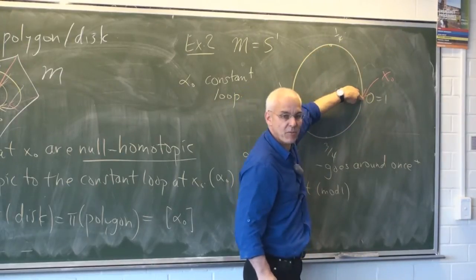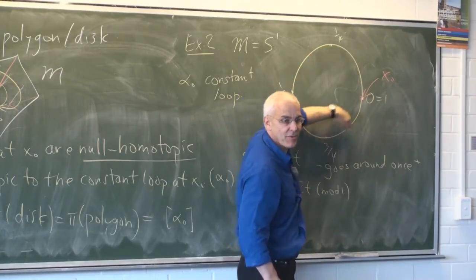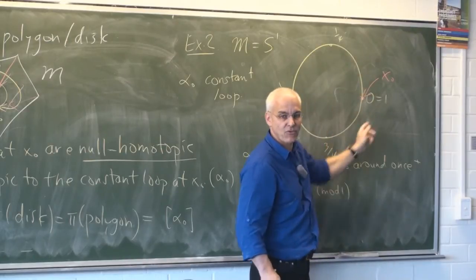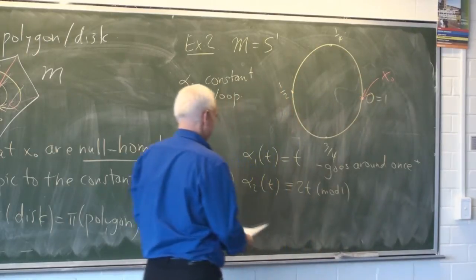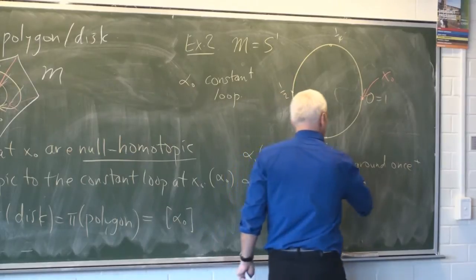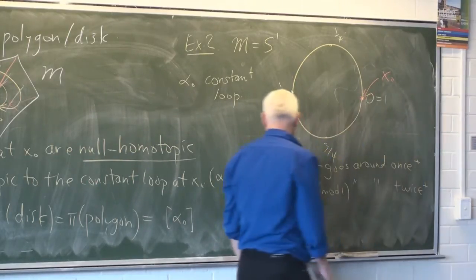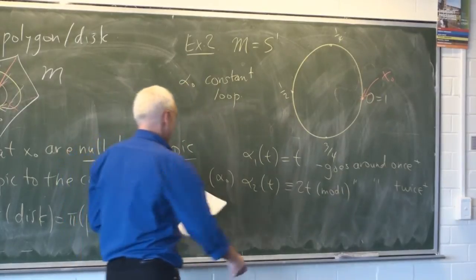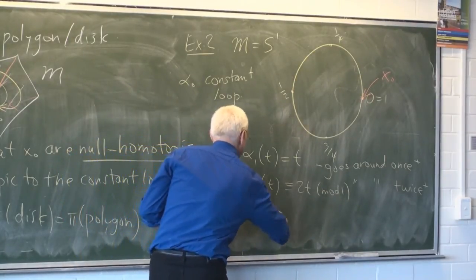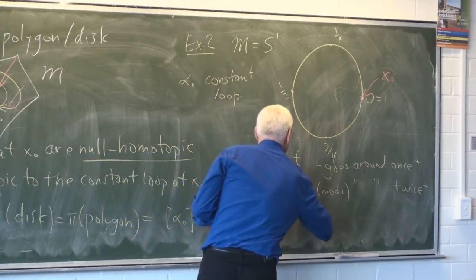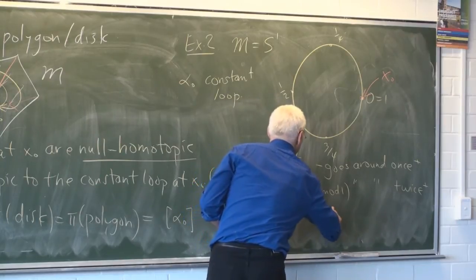2t at t equals half would be there, and at t equals 1 it would be back, so it's gone around twice. Goes around twice. Okay, well, I guess you can see the pattern. You could also define alpha 3t, that's 3t, mod 1.